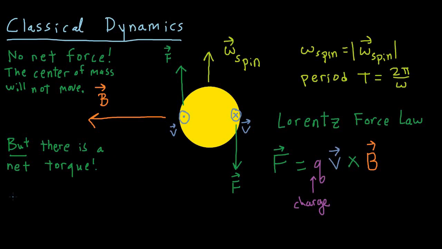So remember that the equation for torque is that torque is equal to the position of whatever it is you're looking at. So here I'm going to denote position with R. So position cross force. Okay, so let's look at the torque at this part of the sphere and the torque at this part of the sphere. All right, so here's the center of the sphere, and here's the position vector for this left part of the sphere and for this right part of the sphere.